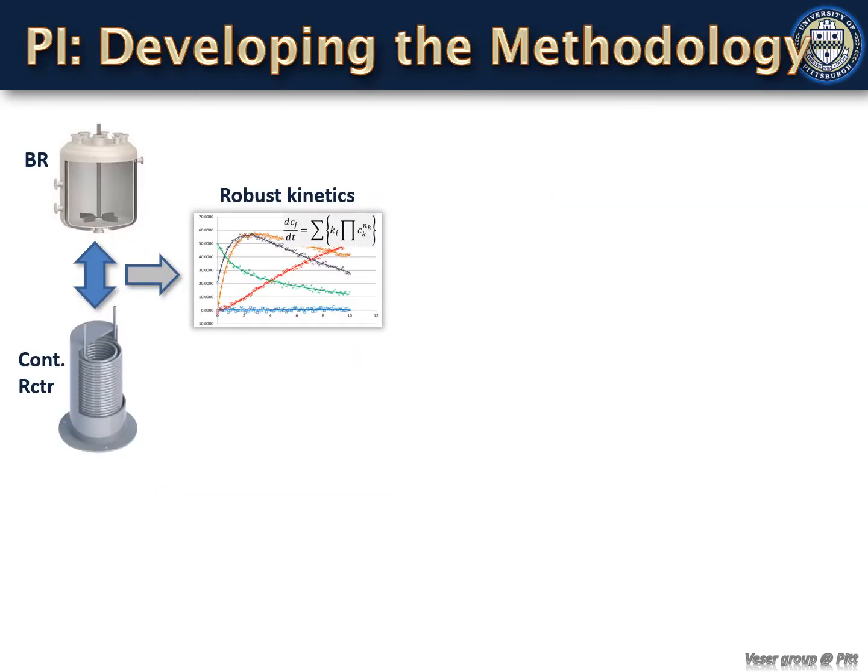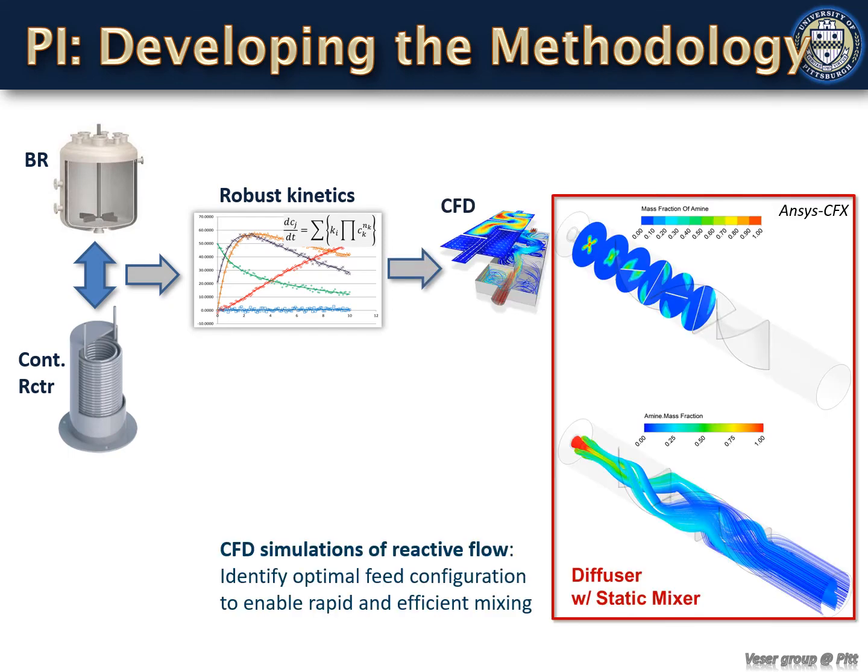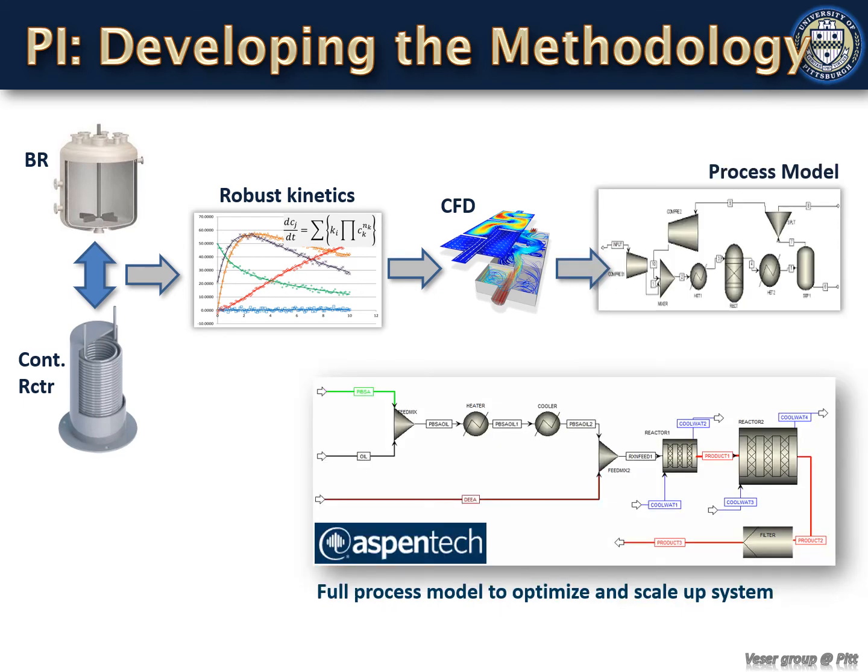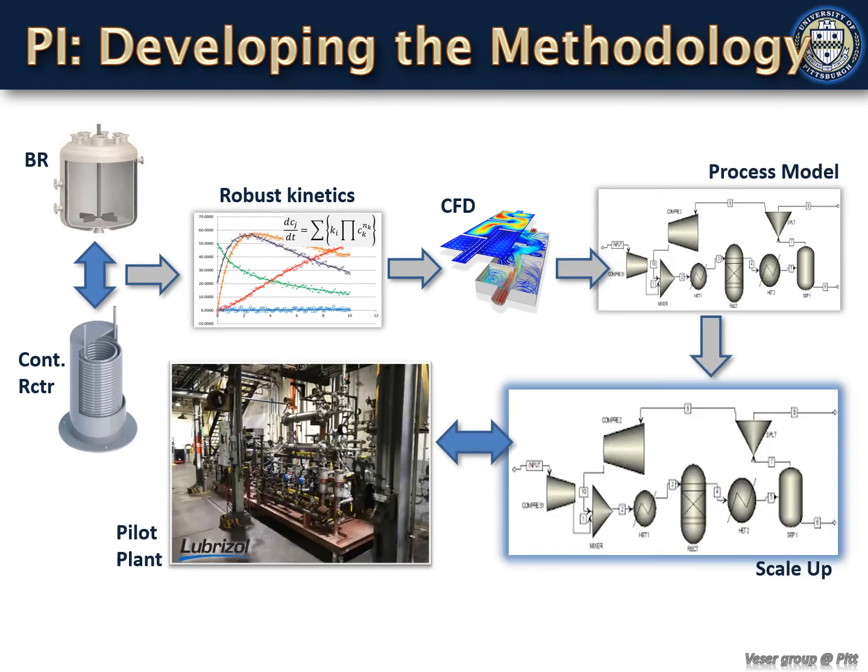In one example, we are working very closely with a wonderful industrial partner in order to intensify the production of dispersants. The focus is on transitioning these processes from conventional batch processing to more efficient continuous production. We developed a systematic methodology for this process, starting with kinetics experiments in both batch and continuous laboratory reactors to derive robust reaction kinetics, embed these into detailed computational fluid dynamics simulations, implement these into full process models, and then use these models to scale up to pilot scale.